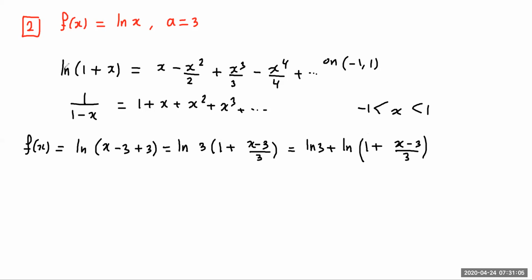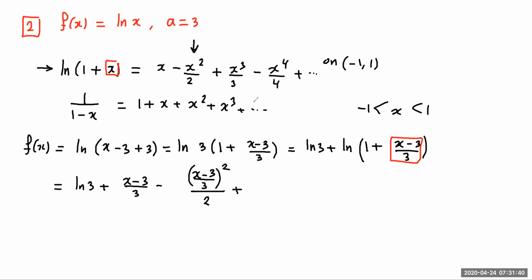Now I can use this formula here, where instead of x, I have this term. So let's continue. I can write ln 3 in the beginning, plus each term here is repeated: (x minus 3) over 3, minus (x minus 3 over 3) power 2 divided by 2, plus (x minus 3 over 3) power 3 divided by 3, etc.